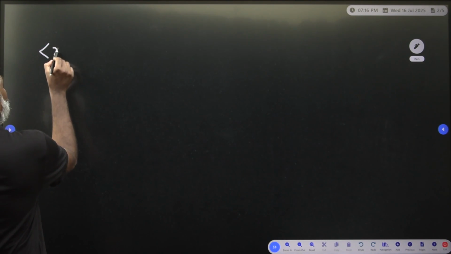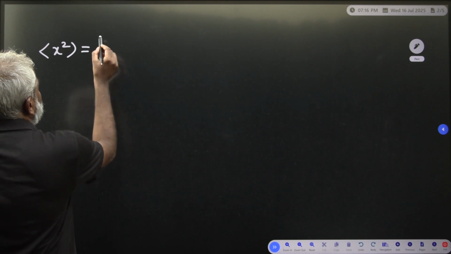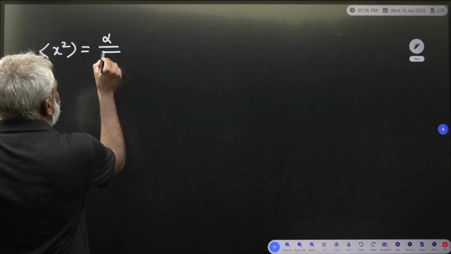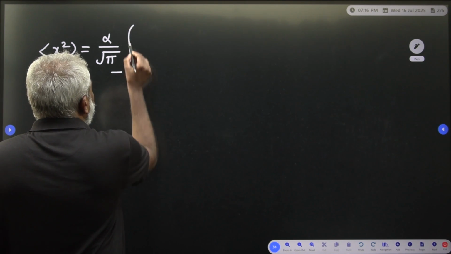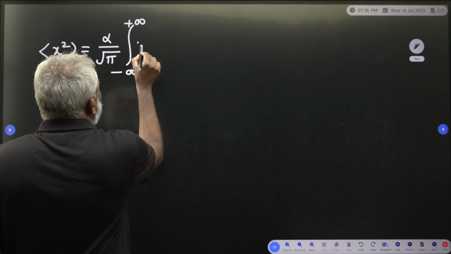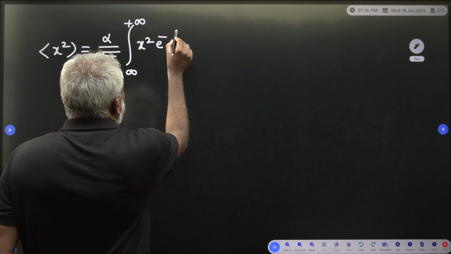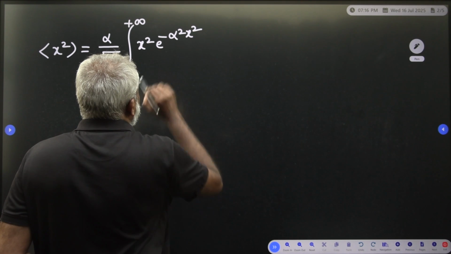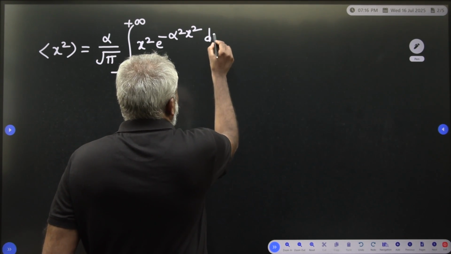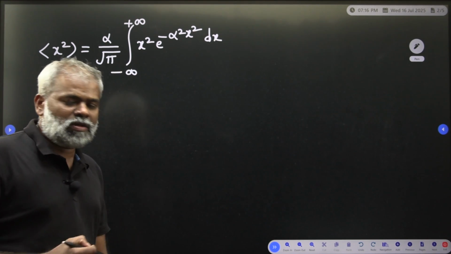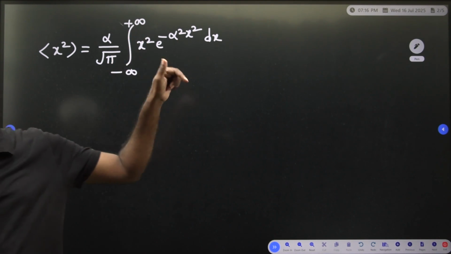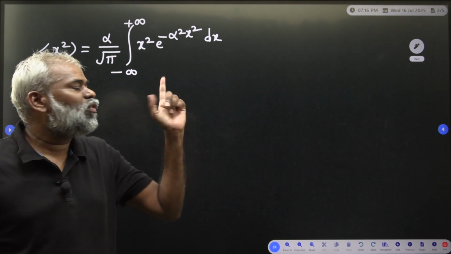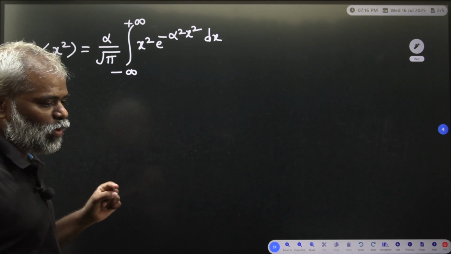Therefore, the expectation value of x square is equal to alpha by root pi into integral from minus infinity to plus infinity of x square into e to the power of minus alpha square x square into dx. You get e to the power of minus alpha square x square by 2 into e to the power of minus alpha square x square by 2, which gives e to the power of minus alpha square x square.